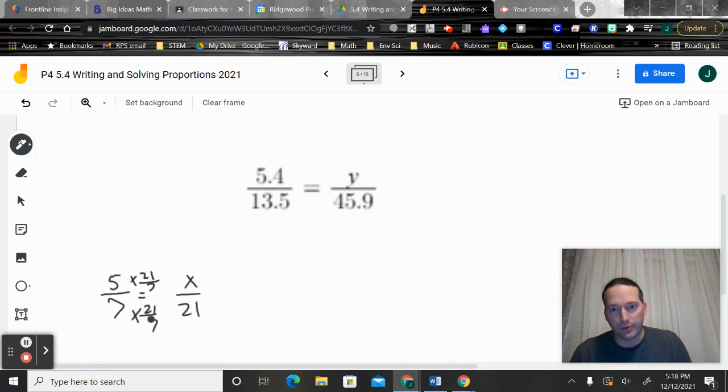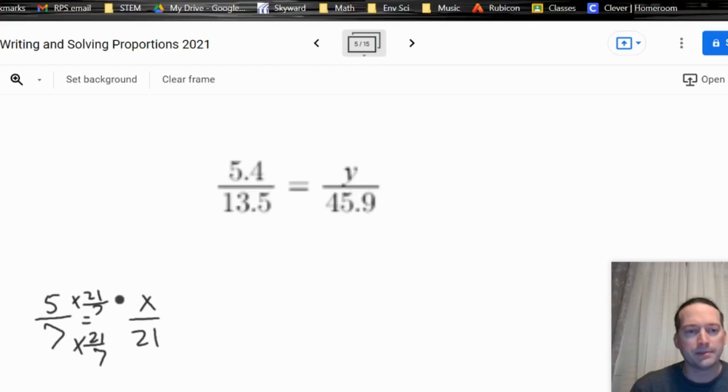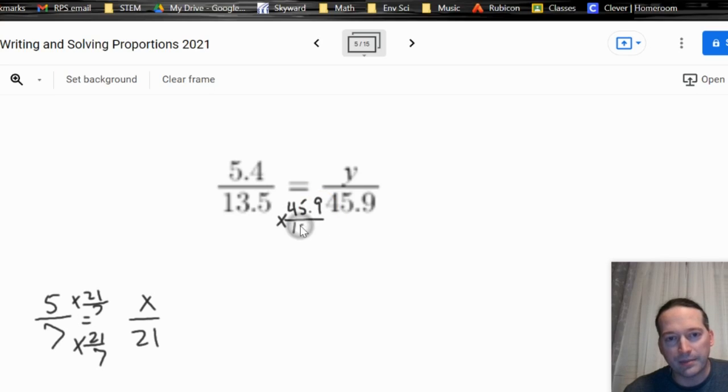Now, obviously, we already know that's 3, so 5 times 21 is 105, and 105 divided by 7 is 15. So we already know that. Now let's come up here. What do I multiply 13.5 by to get to 45.9? It's really easy. It's where I'm going to, 45.9, divided by 13.5. And the nice part about this is the calculator does all the work for you.